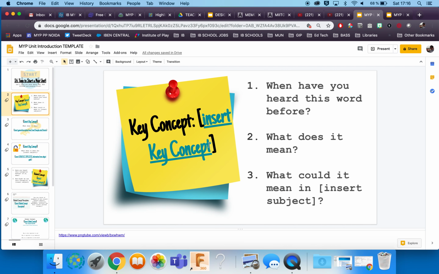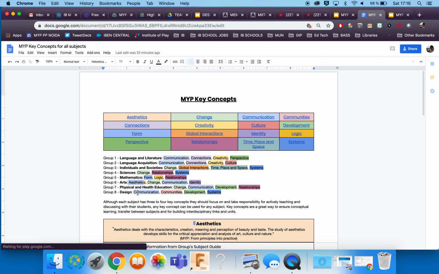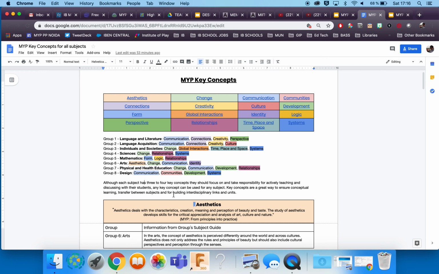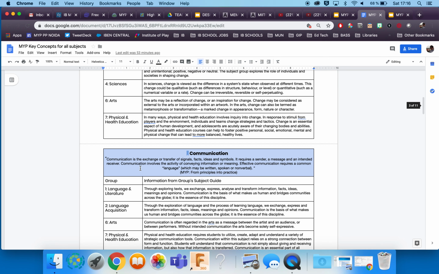And then I'll have the key concept, and what I've done is I've made this document which has all the key concepts in for all the subjects. It shows you which key concepts are the responsibility of your department. Obviously, you can pick out any key concept that you want, but you must have yours covered. I then have a box of each of them below, and then what I have is the general description.